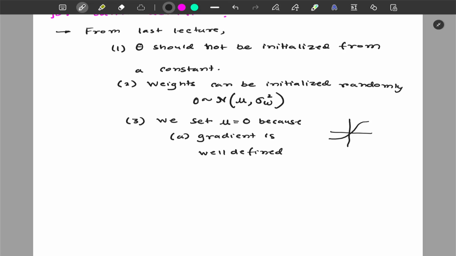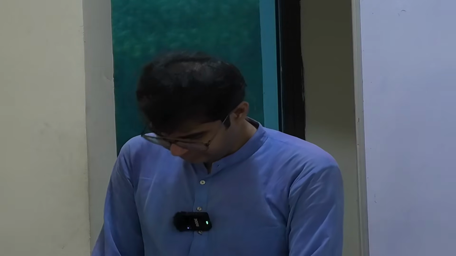Last lecture we discussed that weights can be initialized randomly. That addresses the first issue. We set mu equal to 0 in this case because the gradient is well defined, and also near theta equal to 0, you can see that it is almost linear. So we are going to use that linear approximation in our derivation of a good initialization scheme. It will not only be useful because the gradient is well defined, it will also help us in making the math tractable. So that is another reason.